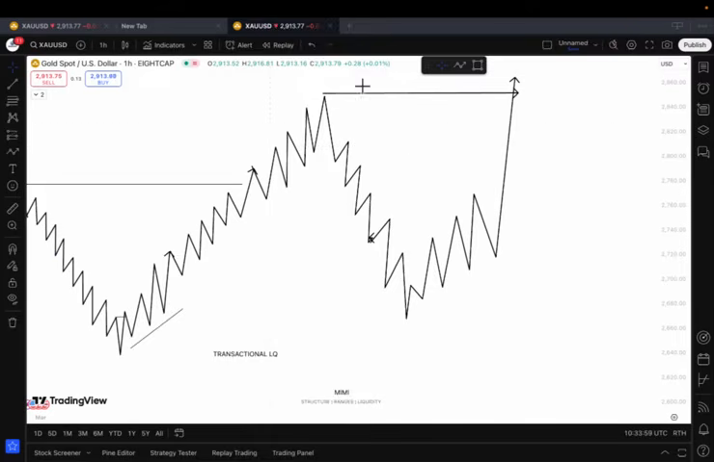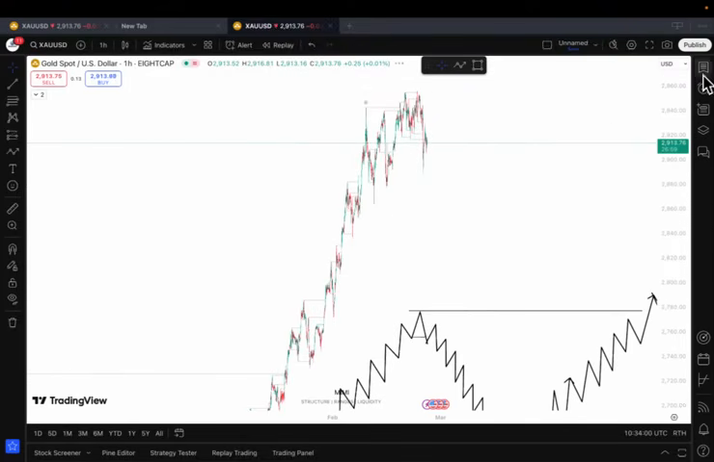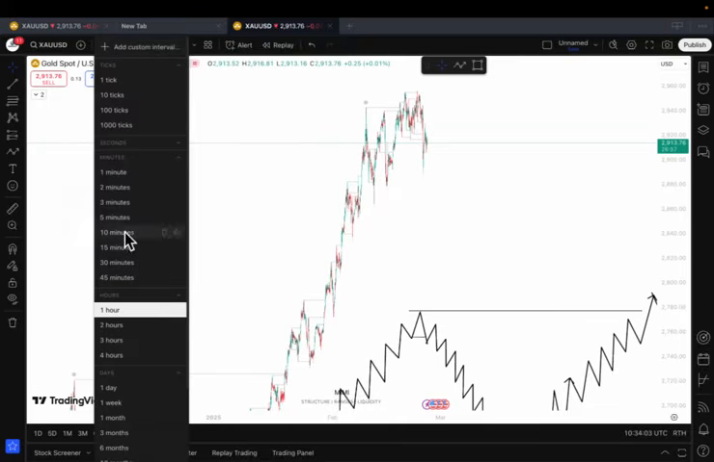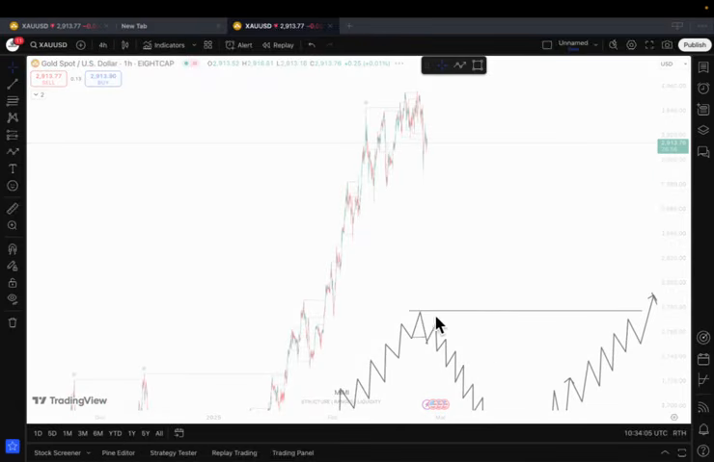Let's go into the chart to check it out. So we have to go to the 4 hours time frame, because we are talking about the range.